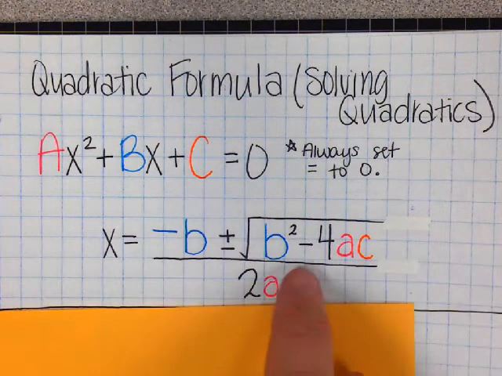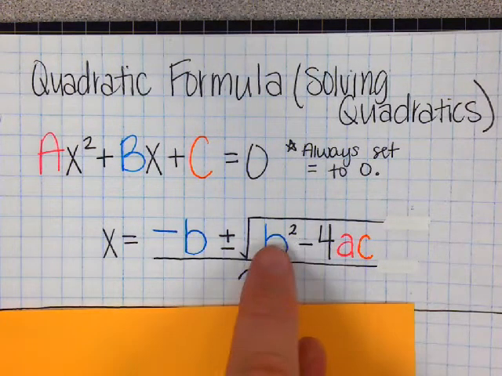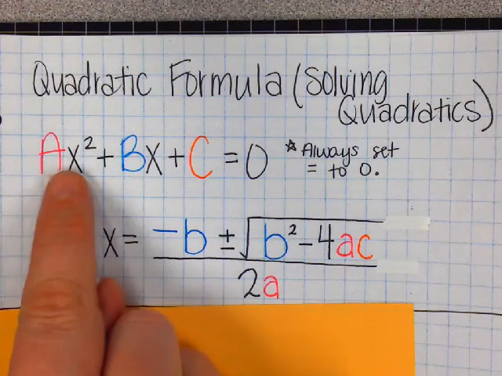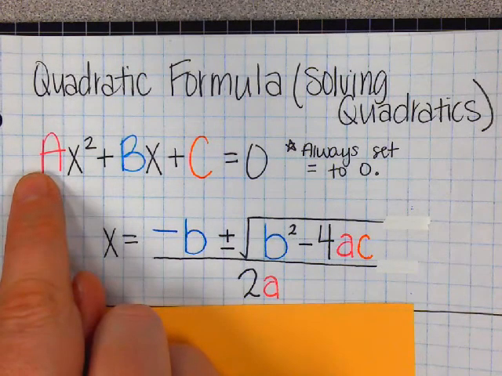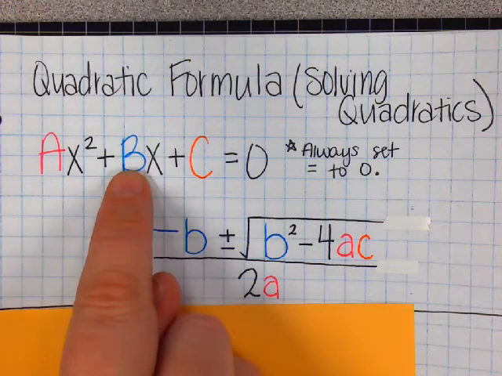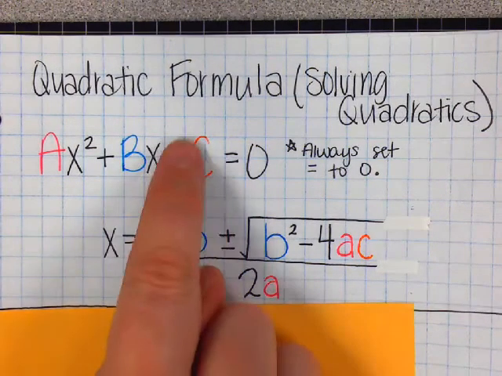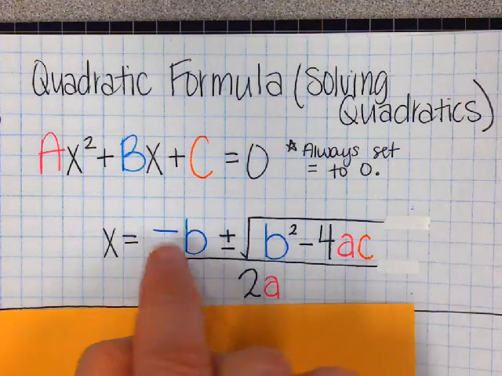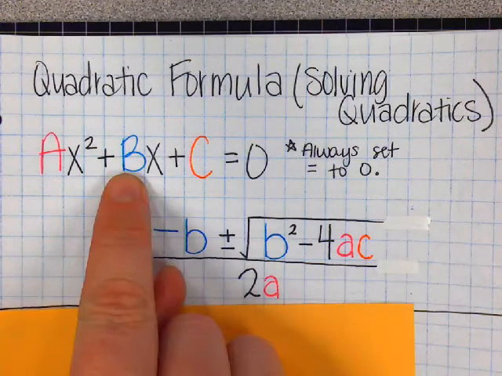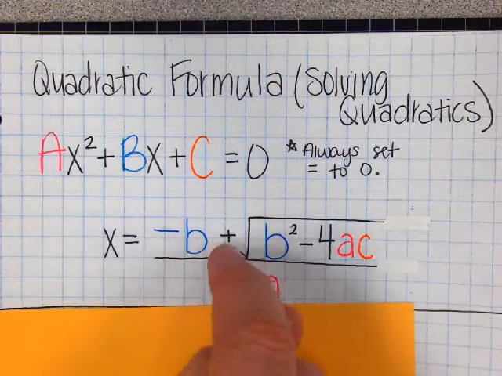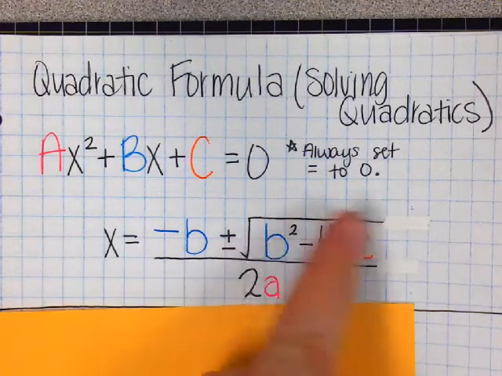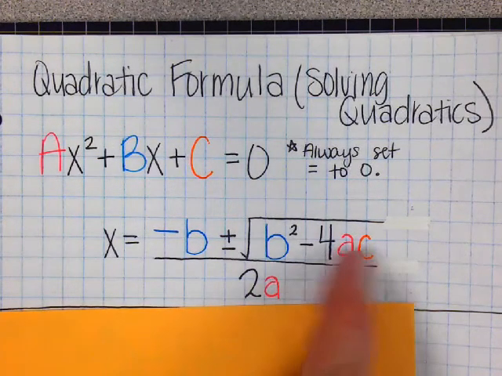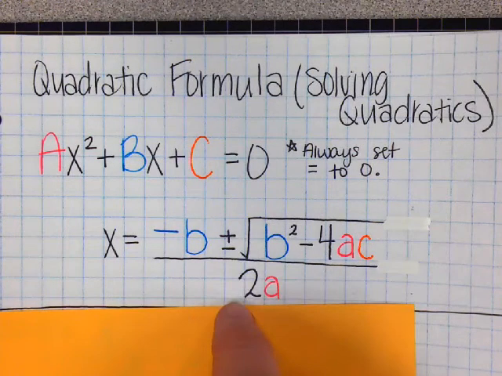So where these a, b, and c come from is this equation right here. Whatever number is in front of x squared is always your a value. Your number in front of x is always your b, and the constant, or the number added at the end, is always c. So it's the opposite of whatever the sign of b is, plus and minus the square root of b squared minus 4 times a times c, all divided by 2a.